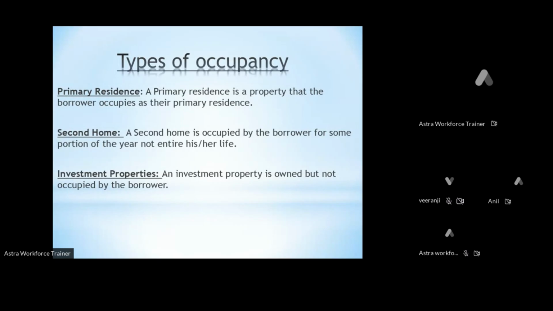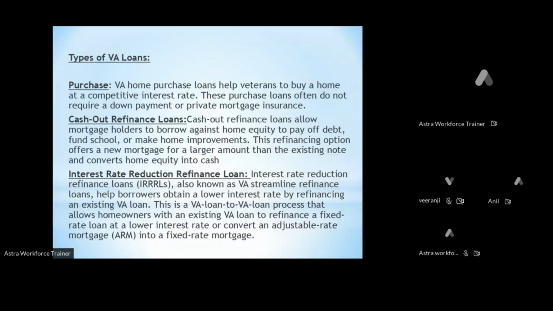Let's go to types of occupancy. Sir, can you please go back to the last slide? In purchase, it is mentioned that these purchase loans often do not require a down payment or private mortgage insurance, right? Yeah, that's for VA only, not for all. FHA and conventional loans still need a down payment.